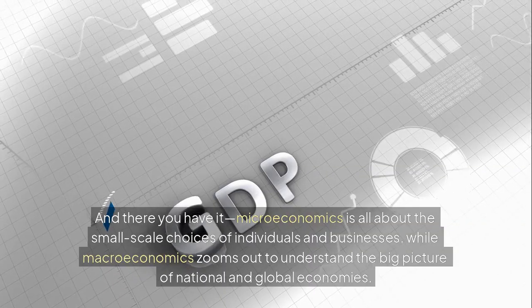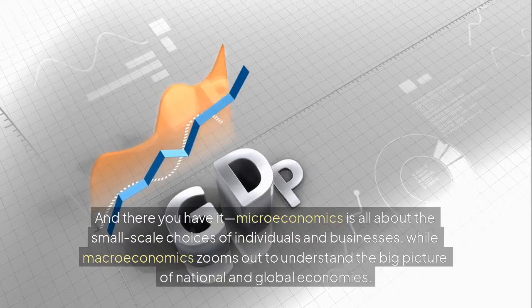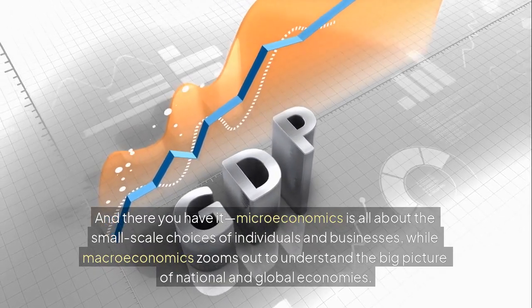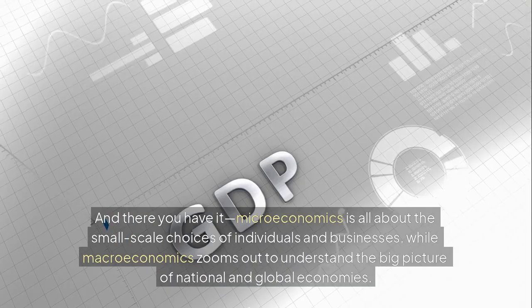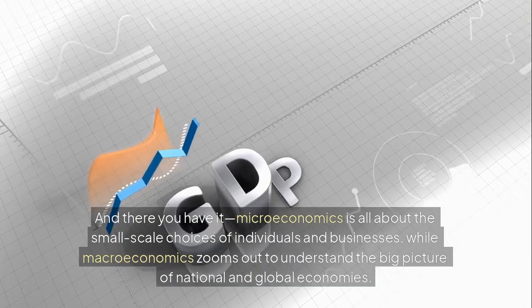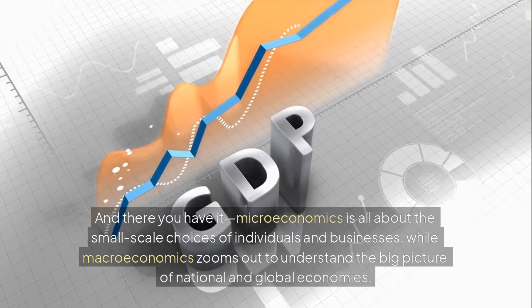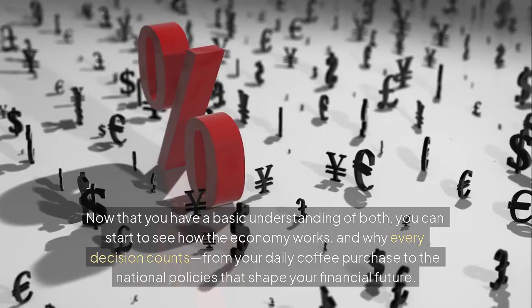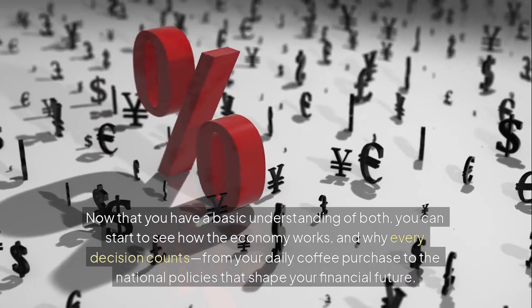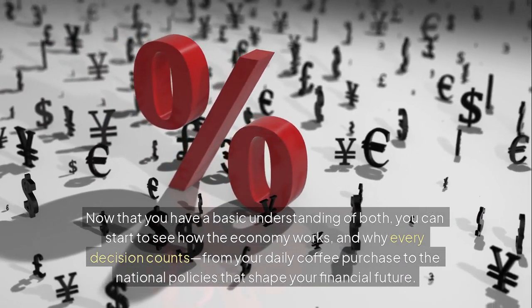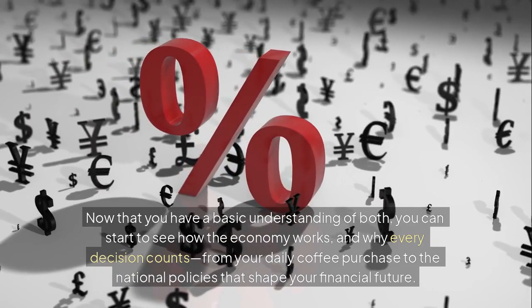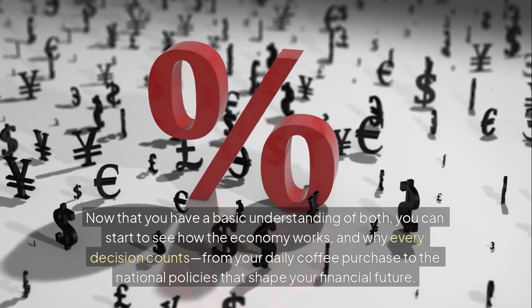And there you have it. Microeconomics is all about the small-scale choices of individuals and businesses, while macroeconomics zooms out to understand the big picture of national and global economies. Now that you have a basic understanding of both, you can start to see how the economy works, and why every decision counts, from your daily coffee purchase to the national policies that shape your financial future.